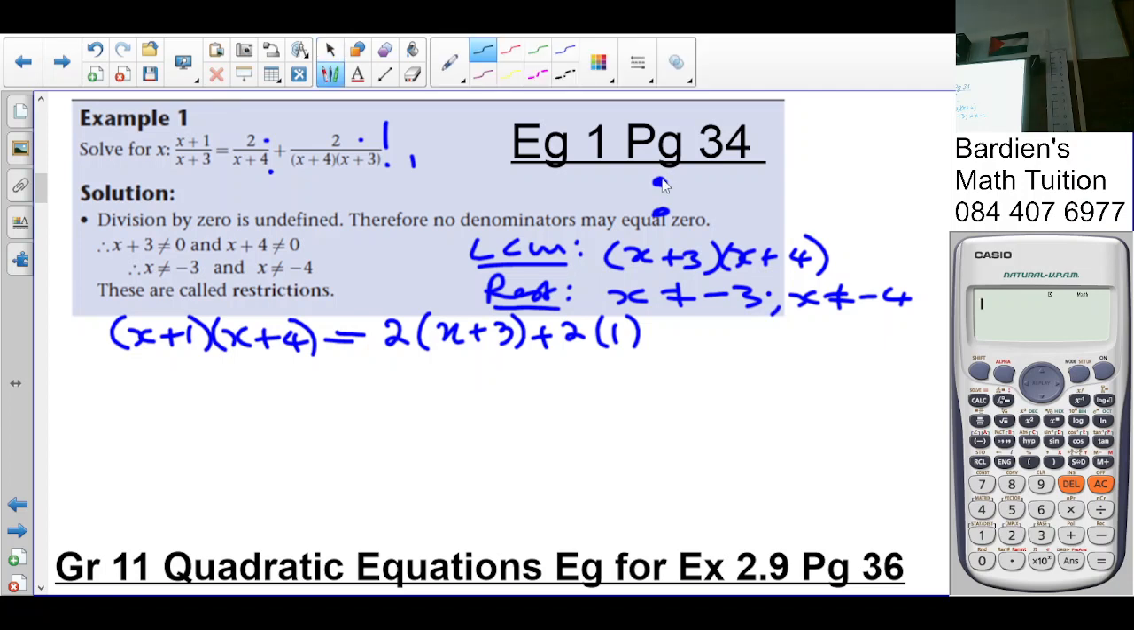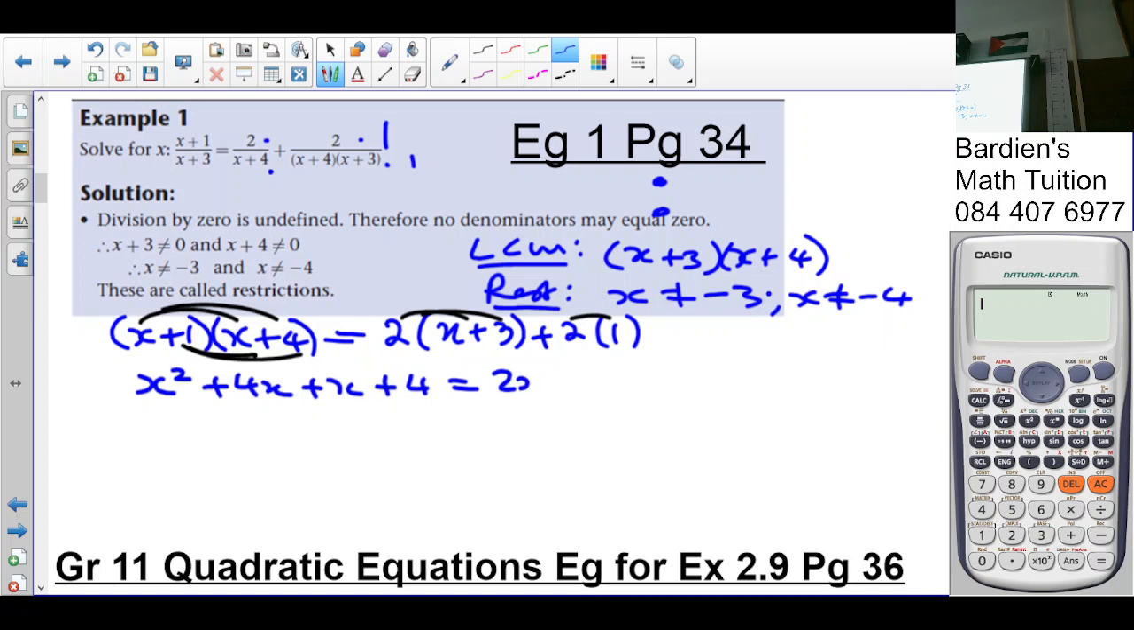So what do we do now? We get rid of the brackets by multiplying out. Okay? So x times x is x squared. X times 4 is 4x. X times 1 is x. 1 times 4 is 4. 2 times x is 2x. 2 times 3 is 6, plus 2.